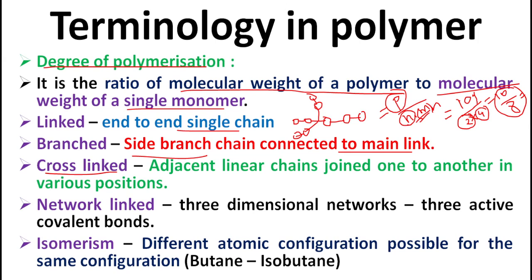Next is cross-linked polymer. Two single-chain polymers connected by a cross link are called cross-linked. Next are network polymers, which are three-dimensional networks.